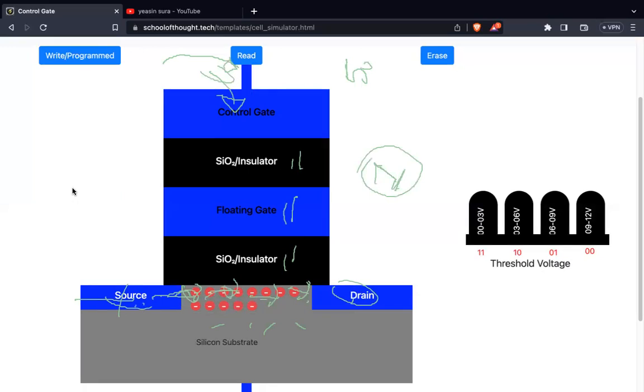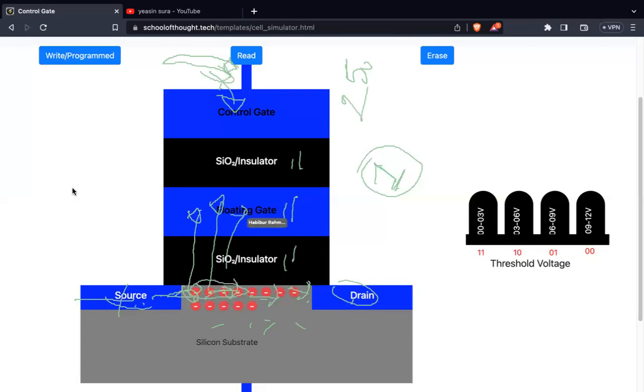Now, if I apply for writing in the transistor a high voltage, let's say I apply 25 volt, which I take as a high voltage, then electrons will start to flow from the silicon substrate to the floating gate. Okay, so some electrons, let's say 2-3 electrons, will move to the floating gate.